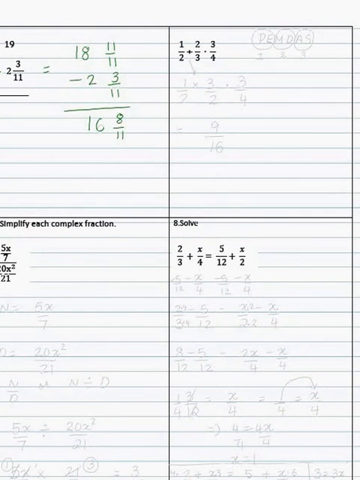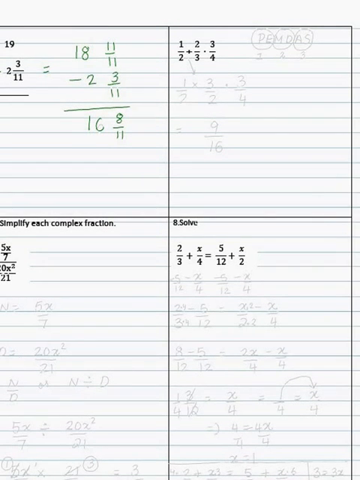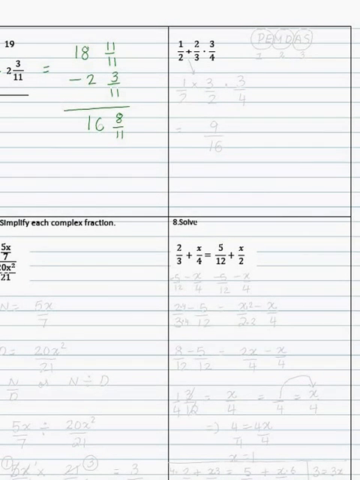So let me go ahead and work this out. This is 19 minus 2, 3 over 11. There's so many ways of working it out. What students usually do is try to change 2, 3 over 11 into an improper fraction and work it out.